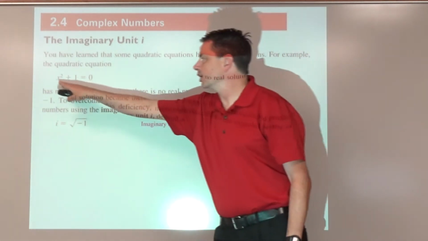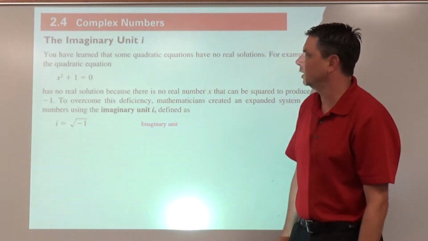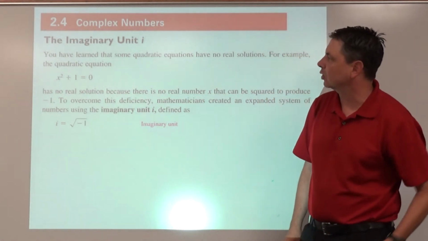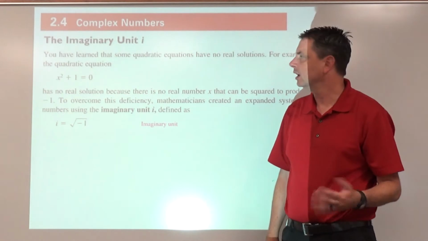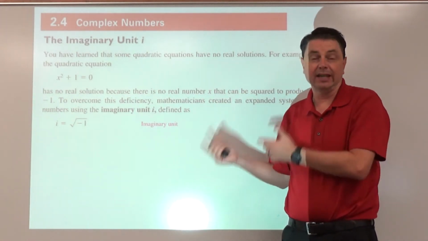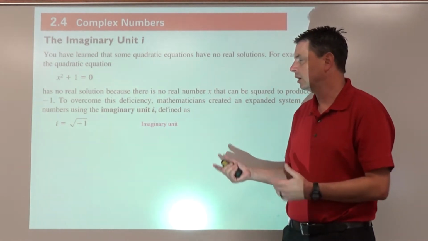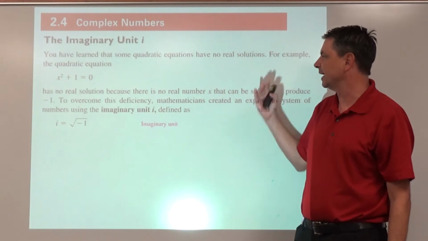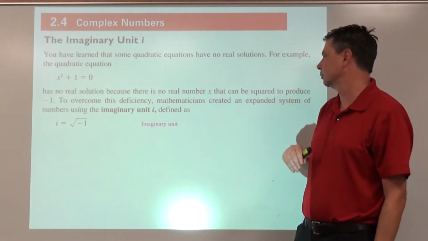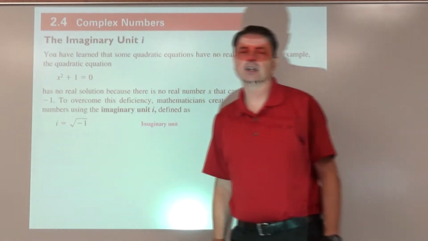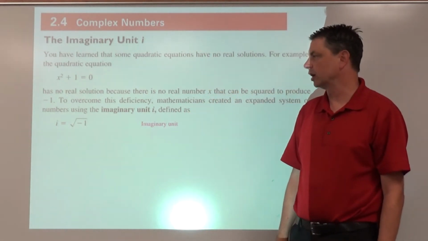If we were to look at the equation x squared plus 1 equals 0, and we subtracted 1 on both sides, so x squared equals negative 1. Well, the problem is there are no real numbers that we can square and get negative 1. So we have to go outside of the real number system and bring in imaginary and complex numbers. So we just define the number i to be the square root of negative 1.